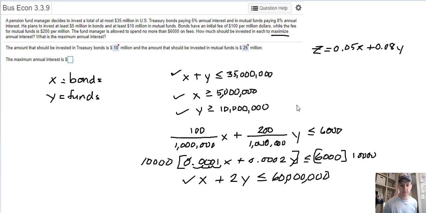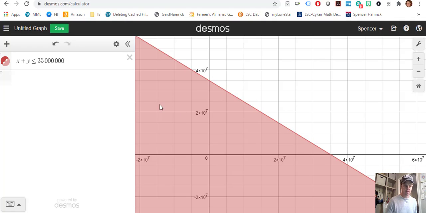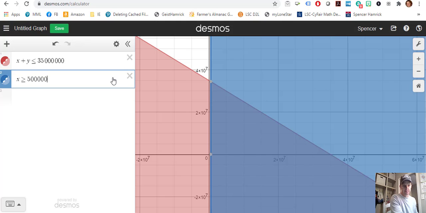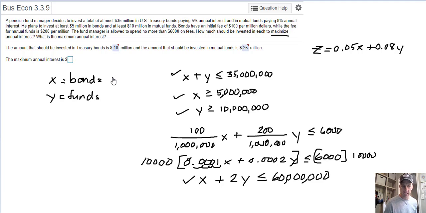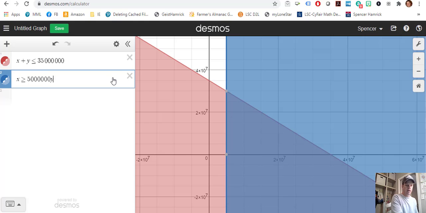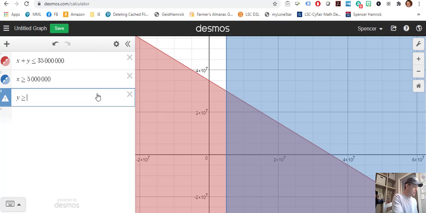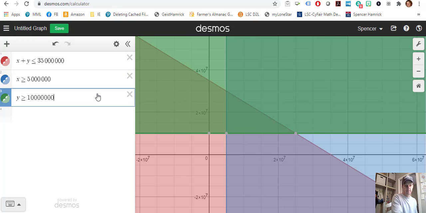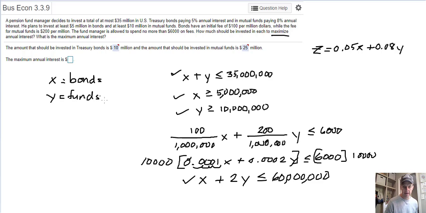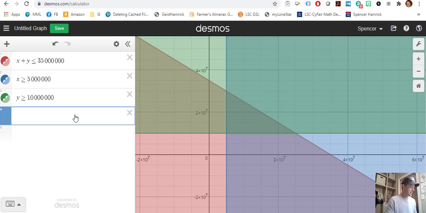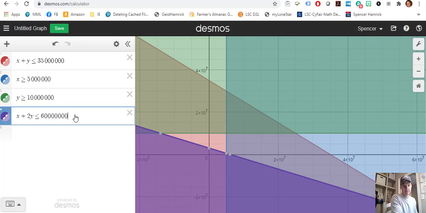We had x greater than 5 million. All right, that's a really simple one. So we're going to come down here and do x greater than or equal to 5 million. And then we had y greater than or equal to 10 million. And then our final one was the one about the fees, x plus 2y less than or equal to 60 million.